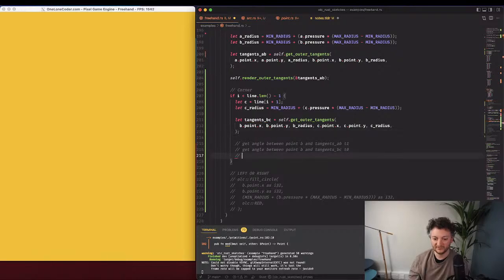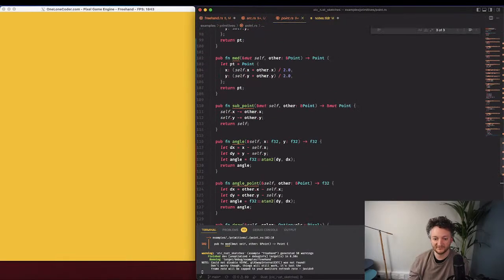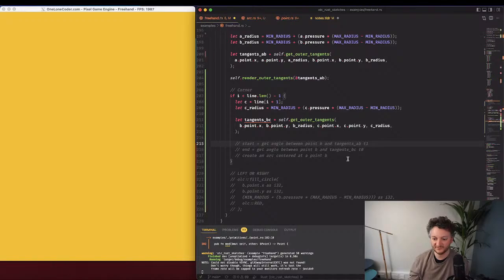And then we want to create an arc centered at point B with those two starting and ends. So we'll say this is the start. That's the end. And create an arc centered at point B. Okay, I think that's right. So angle between points. I think we have that in our points. We have angle. Yeah, angle to point. Cool. So that's actually quite easy.